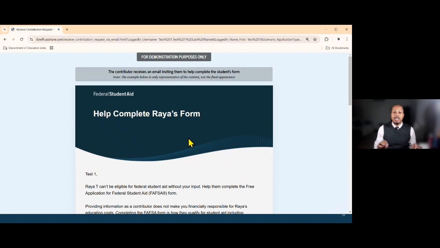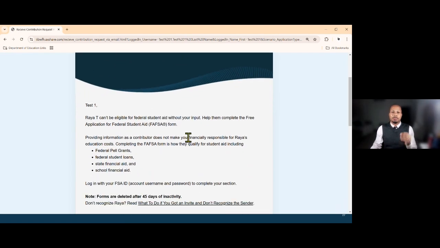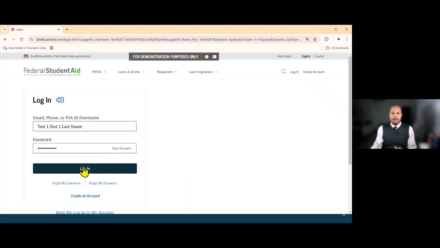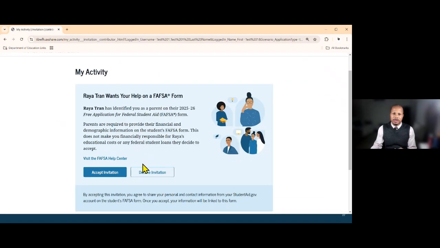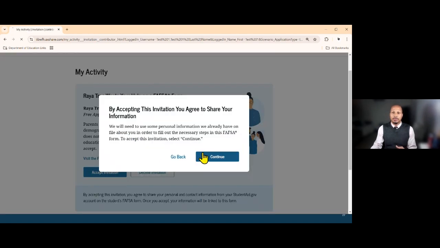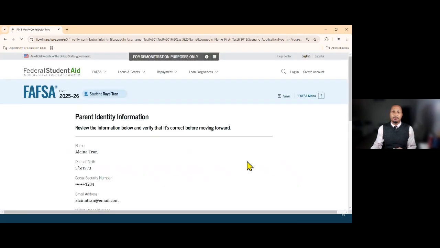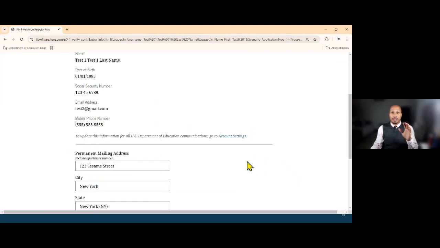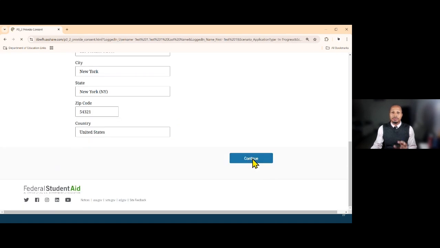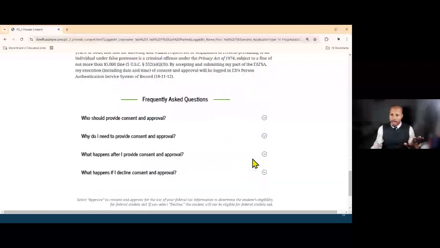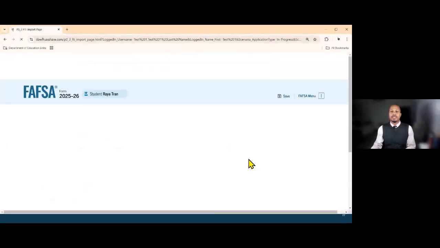Now, it's going to be even shorter for the parent that the initial parent has invited. That was a little tongue twister there. And as you're going to see, they're going to come in, log in, make sure that they do have a studentaid.gov account. They're going to come in and hit accept invitation. They're going to get presented with the same series of questions. Scroll down, verify all the information. And now they're going to provide consent and approval, because again, every contributor is required to provide that consent and approval.